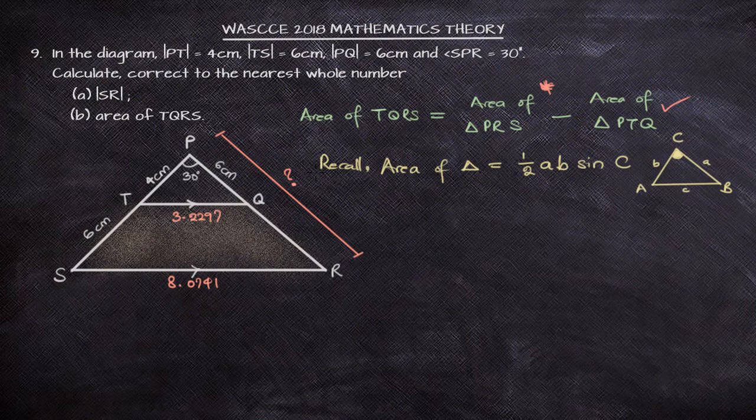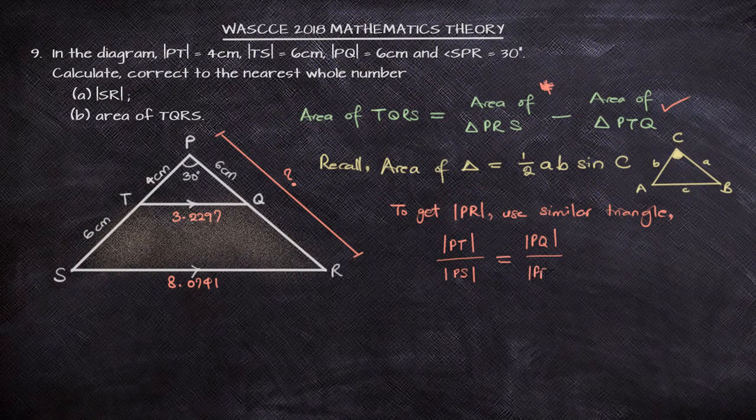So, to get the side PR, we can also employ the use of our similar triangles by relating the sides of the smaller triangle to the side of the bigger triangle. Using similar triangles, we can see that the line PT divided by the line PS will be equal to the line PQ divided by the line PR. The sides in relation to each other form this ratio. So 4 divided by 10 will be equal to 6 divided by PR that we are trying to get. Now, if we cross multiply from here, we can find our PR to be 10 times 6 divided by 4, which is 60 over 4, and that will be 15 centimeters. So PR is 15 centimeters.